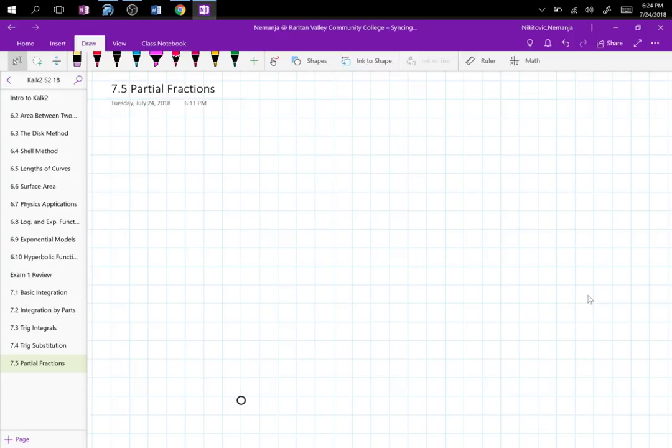Anyway, partial fraction decomposition. Partial fractions are something that you might have studied in a pre-calculus course, and it's this algebraic technique that you use to break a rational function into a sum of two rational functions. So I'm going to give you an example of what that means. So if you have, let's say, 2 over x minus 3 plus 1 over x plus 1, right?